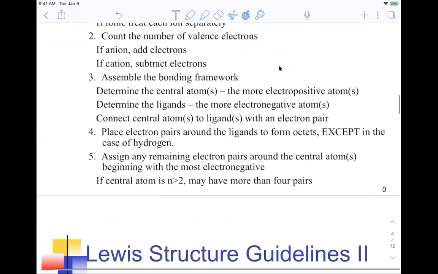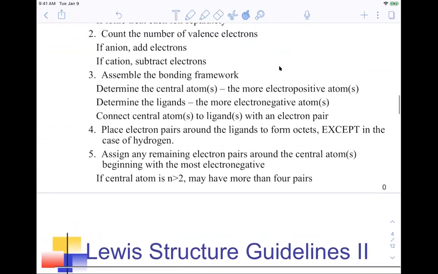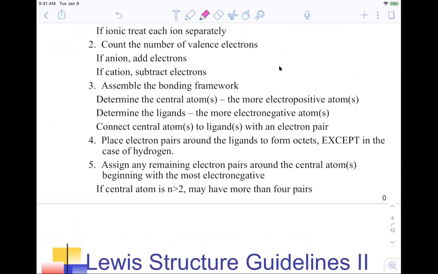Okay, so we talked about the guidelines. I'm not going to worry about that much, except to highlight a couple of things. Central atom more electropositive usually. Sometimes hydrogen is the more electropositive, but just remember hydrogen, as far as you're concerned, is never a central atom. That's only somewhat true. Hydrogen can be a central atom. It's just not going to be a central atom in Gen Chem. And then ligands are just the peripheral atoms. You always connect them with an electron pair with a single dash, a single bond, and then you work your way from there.